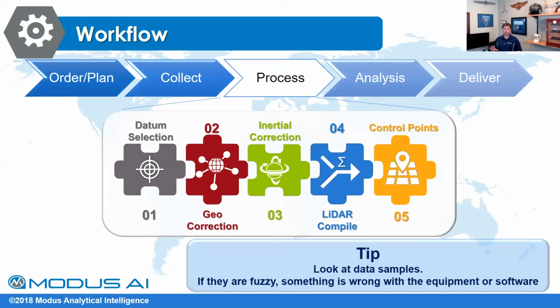And the last part I'm going to leave as a tip is when you look at those data samples, if they're starting to look fuzzy, there's probably something either wrong with the equipment or the software. So really work with your sales rep to figure out what that is and look at multiple data samples because that's usually an indication of a software issue.